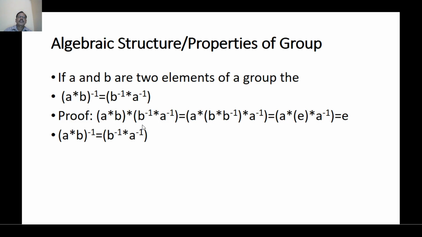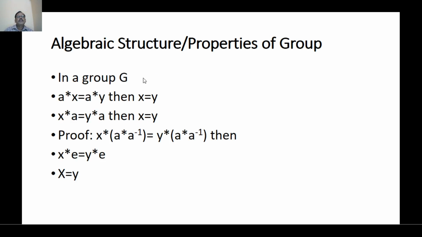On simplification, we get A star B star B inverse, so we take a bracket to these two, star A inverse. This is equal to A star E star A inverse, which is A star A inverse, equal to E. So A star E is equal to A, and A star A inverse is equal to E. Therefore, (A star B) whole inverse is equal to B inverse star A inverse. So this is one of the important properties of groups.